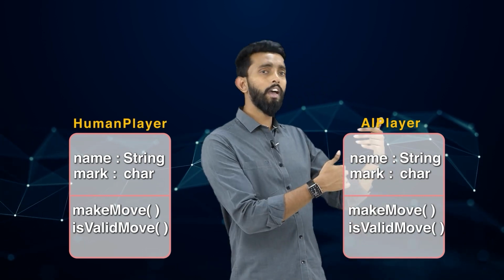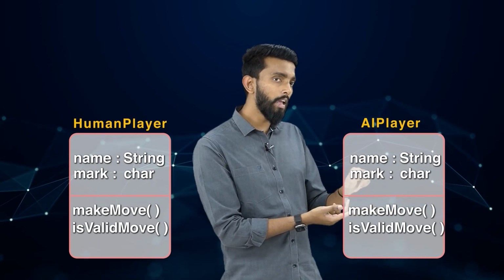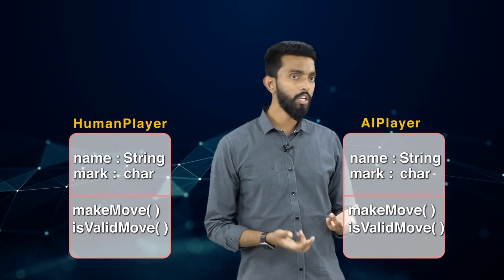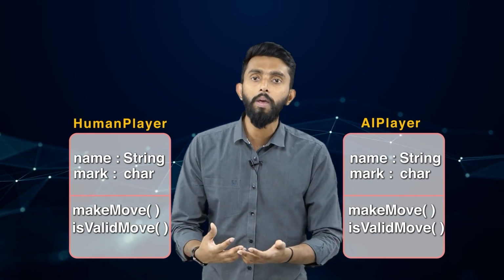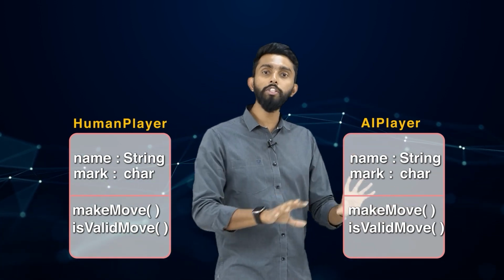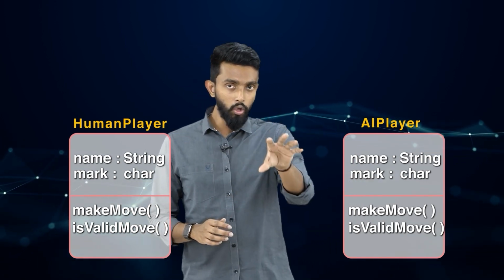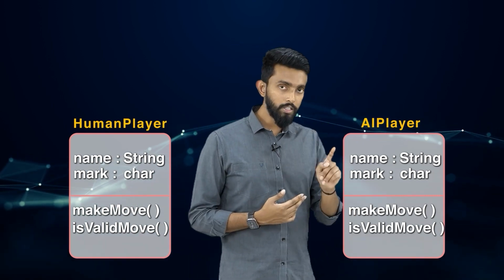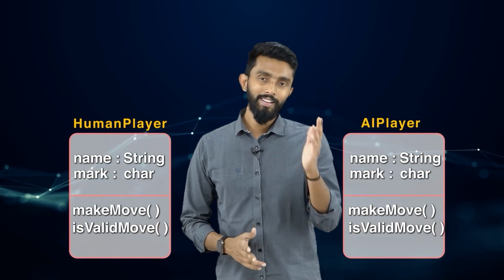As you can see, AI player class has a name, has a mark, and most importantly you can notice make move and is valid move. Now think about it logically. This code is same as human player, no change. Is valid move same. Whether AI is making a move or human is making a move, obviously valid move logic is the same. But what will change is make move. Because in human's case, you will take input from the human, which row, which column, and you will place. But AI has to make this decision on its own. How are we going to do it? Let me show you how to write the code.